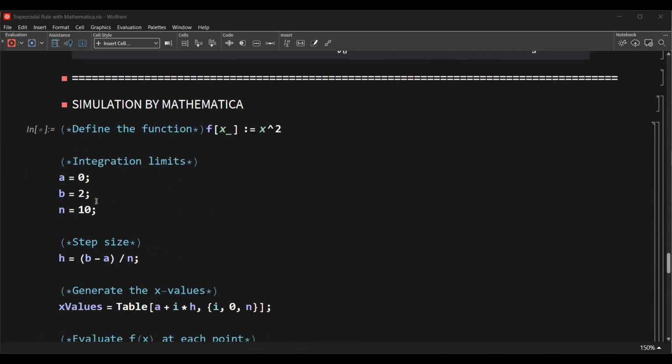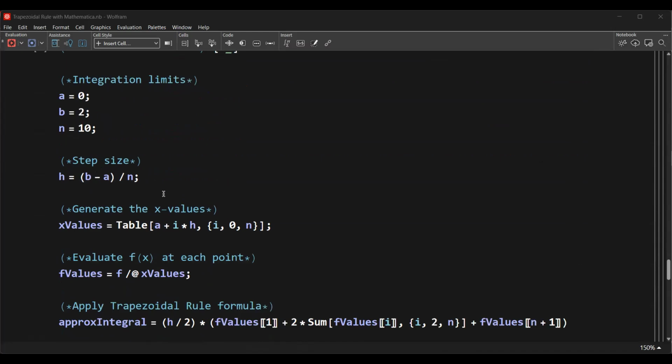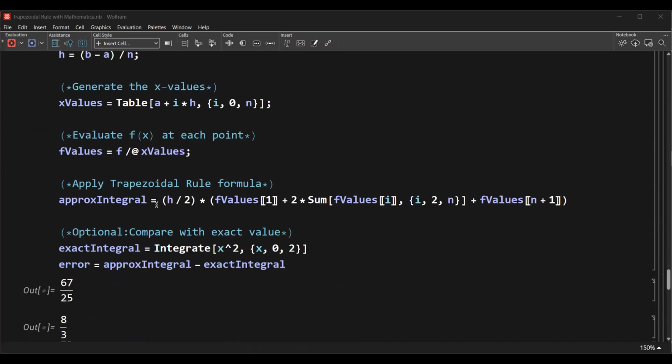So a equal to 0, b equal to 2, and n equal to 10. So our step size here is b minus a divided by n. By substitution here, we then have the x values here from 0 to n. So i is from 0 to n, where our n here is equal to 10. Then evaluate f of x at each point. So we have f at each point here, so we have the values. Then apply the trapezoidal rule formula.